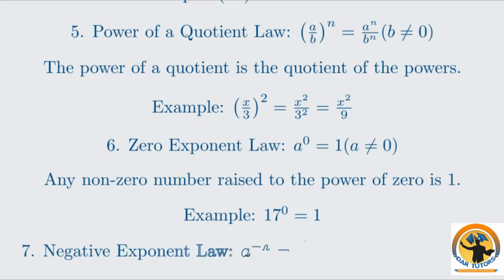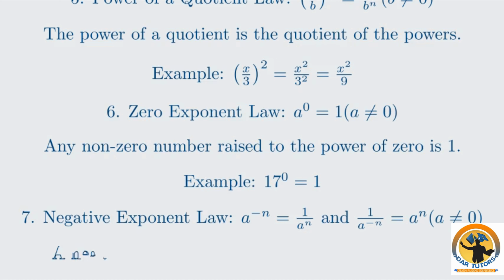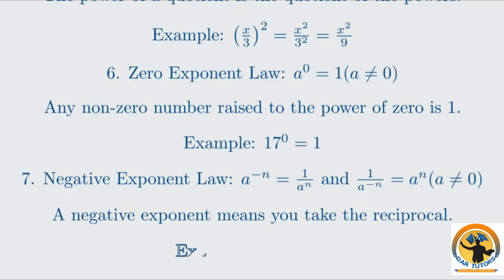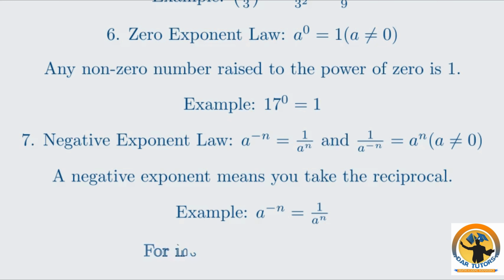And finally, the negative exponent law. A negative exponent means you take the reciprocal of the base raised to the positive exponent. For example, a to the power of negative n is 1 over a to the power of n. This also means that 1 over a to the power of negative n is a to the power of n. For instance, 5 to the power of negative 2 is 1 over 5 squared, which is 1 over 25.